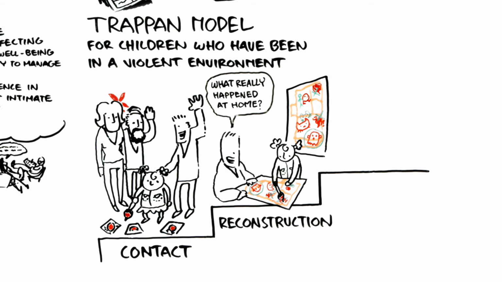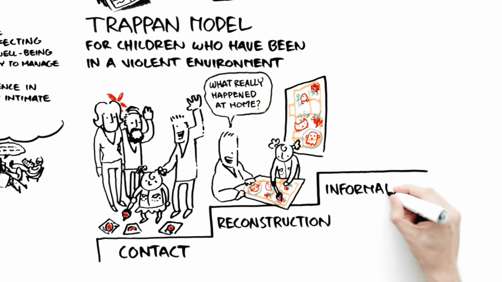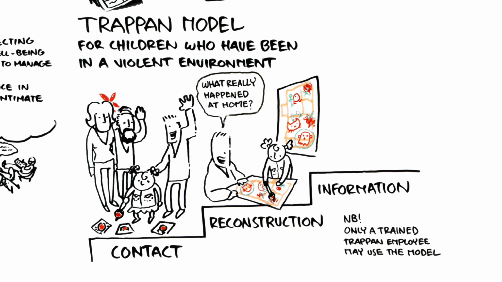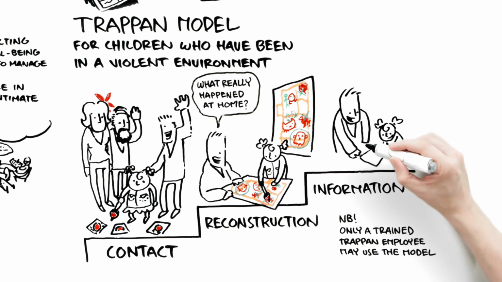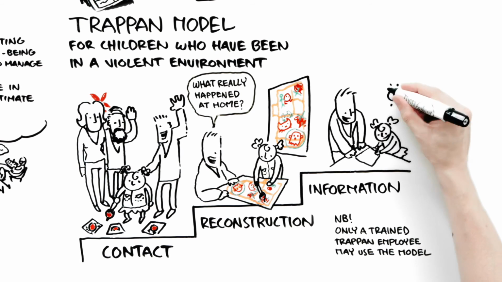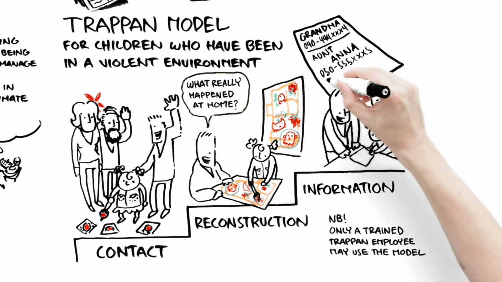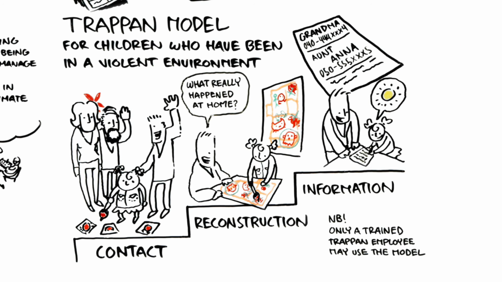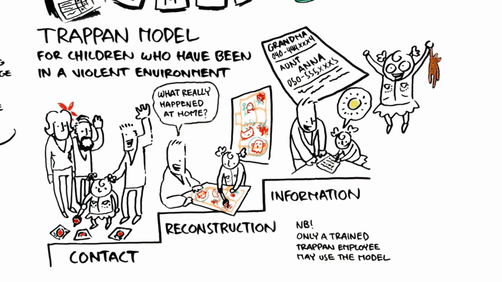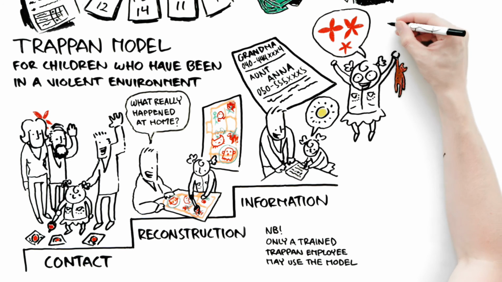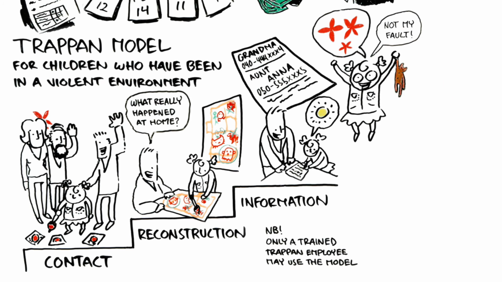In the third step, the child receives information about post-traumatic reactions, such as nightmares. The child's well-being and the family situation are examined, and the child receives a help card. The child can use the card to seek help from adults in his or her safety network should the violence reoccur. The TRAPPAN model helps the child find words to explain what happened and to understand that the violence was not his or her fault.